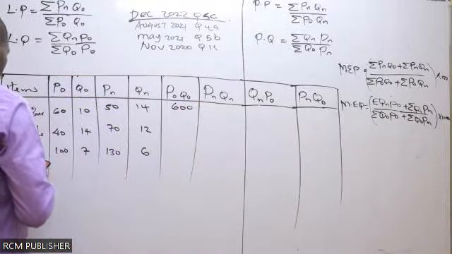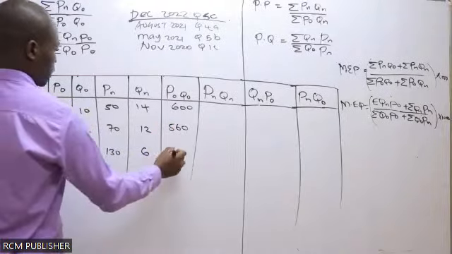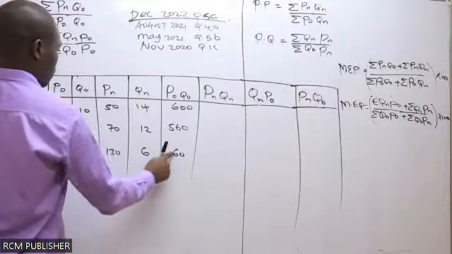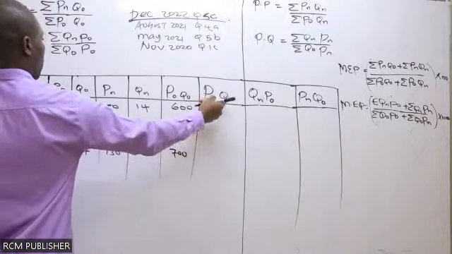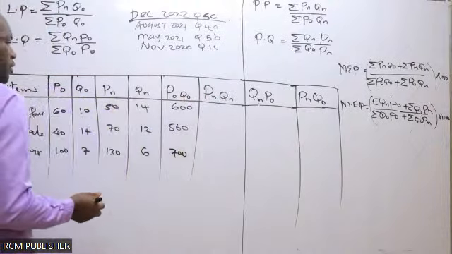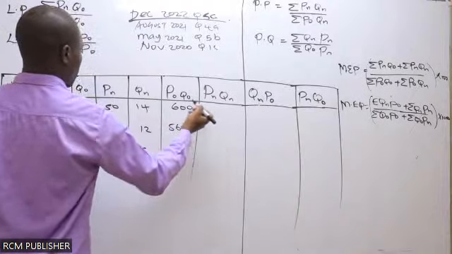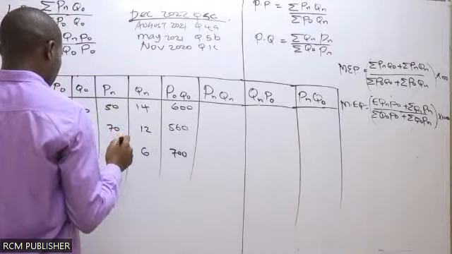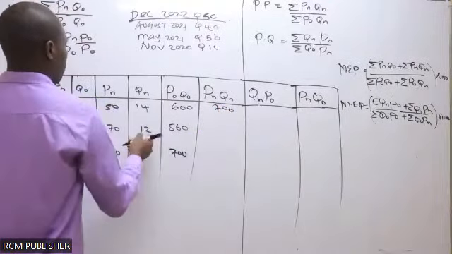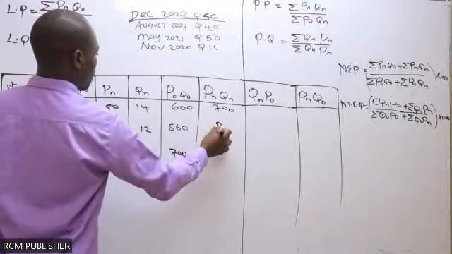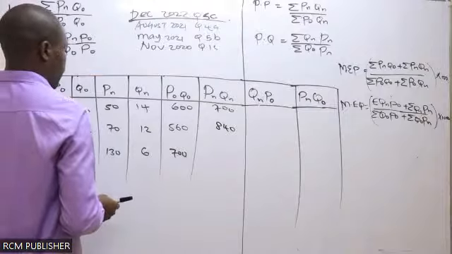So let's get POQO will be 600. 40 by 14, 560. 100 by 6, 700. 100 by 7 is 700. So PNQN, these ones here, 50 by 14, 700. 70 by 12 is 840. 130 by 6, 780.